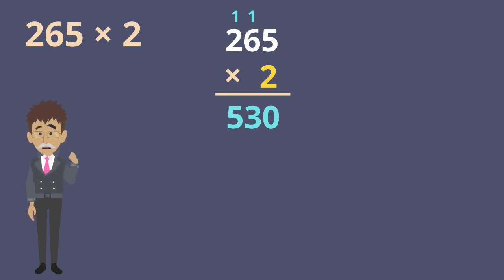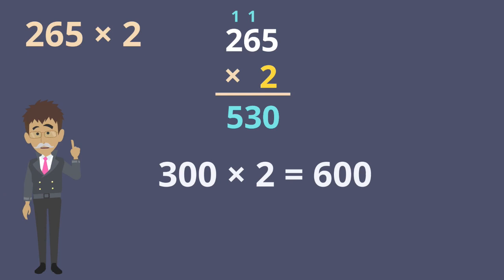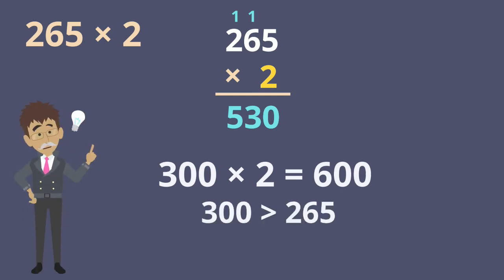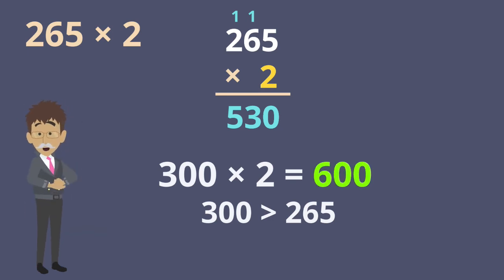A test of reasonableness might be using 300 times 2, which is 600. Since 300 is greater than 265, our answer of 600 is a little too big. However, a number smaller than 600 should be reasonable. Our answer of $530 is close enough to know we are most likely correct.